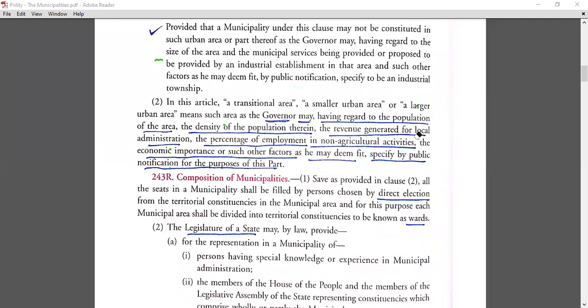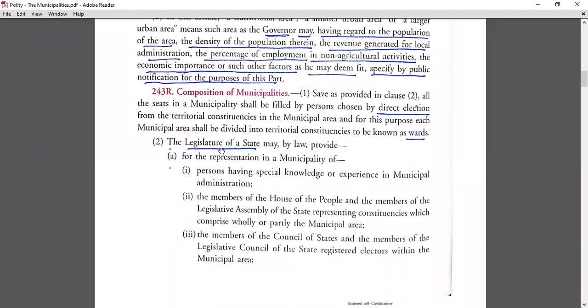Now coming to the composition of municipalities. So when you talk about the composition, it's mostly the same as the panchayat. Here, the state government, the state legislature, will play a very big part. So as provided in clause 2, the state legislature will provide the representation, like who will be the members and who will be the part of those municipalities. So as provided in clause 2, all seats in municipalities shall be filled by persons chosen by direct elections from the territorial constituencies in the municipal area, and for this purpose each municipal area has been divided into territorial constituencies to be known as wards. Ward elections happen, right? So that is nothing but municipal elections. So here the state legislature may by law provide for the representation in the municipality of persons having special knowledge or experience in municipal administration. So here the state legislature will make a law.